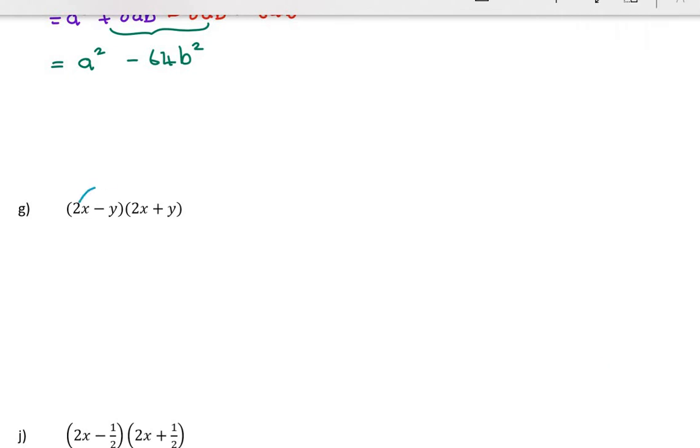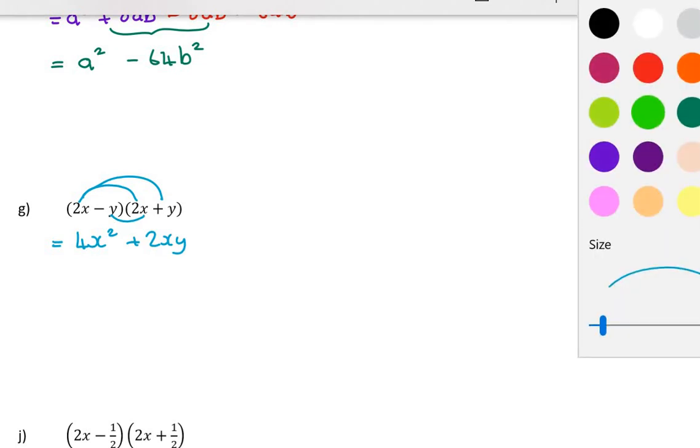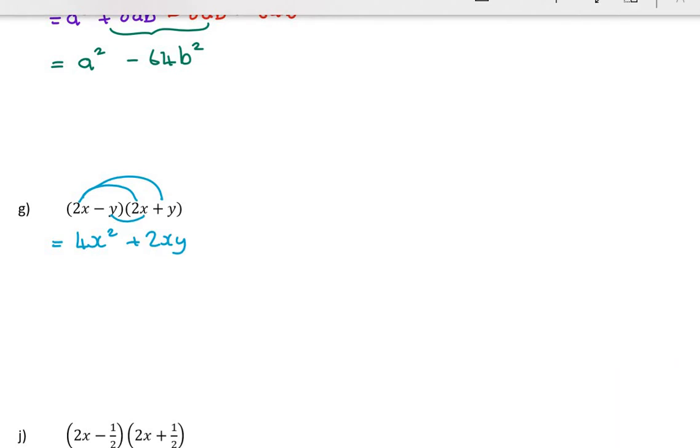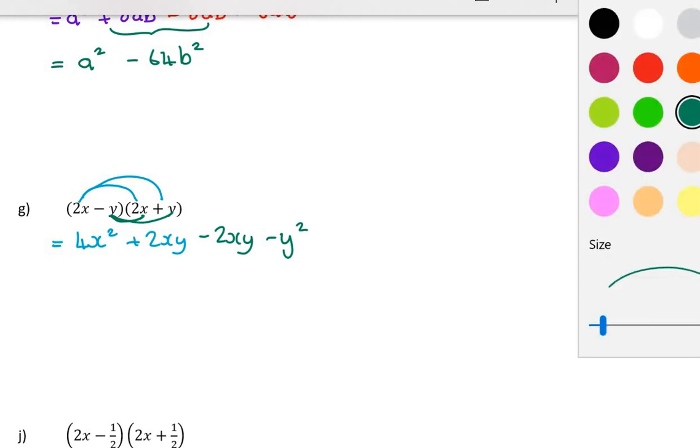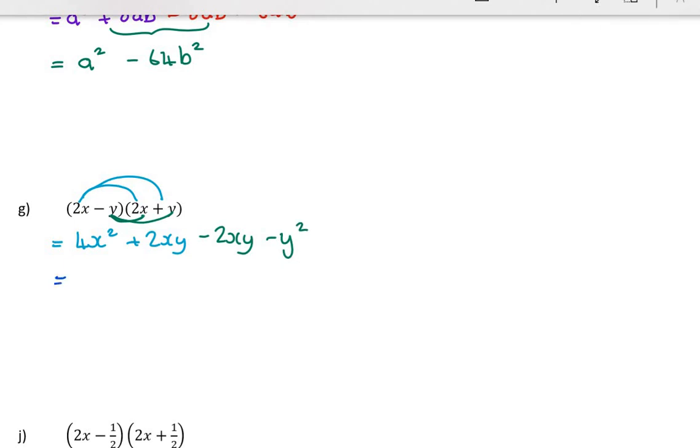Okay. Next one, 2x times 2x is 4x squared. Then I have plus 2xy and minus 2. Let me change color. Oh no, that's a bit green. Minus 2xy and then minus y squared. And once again, my middle terms are identical but of different sign, and so they cancel each other out.